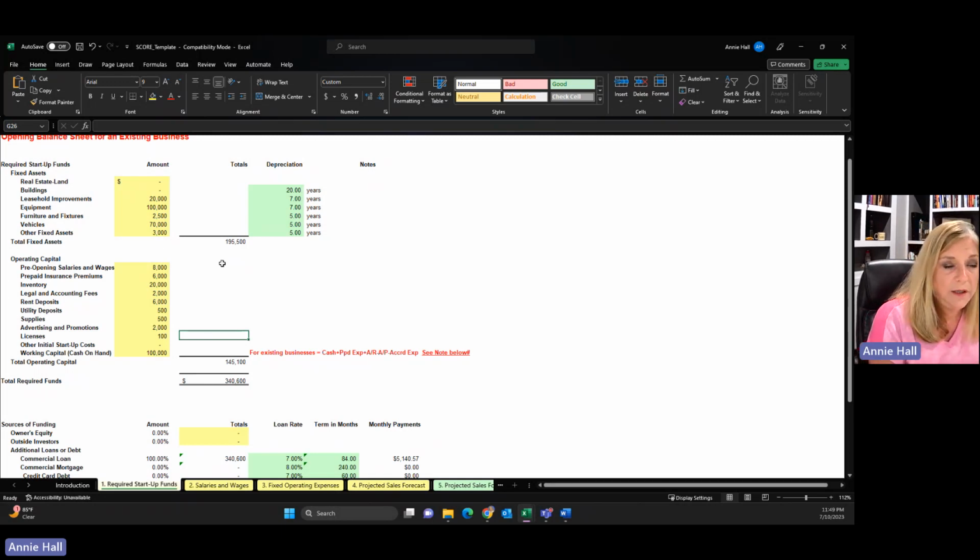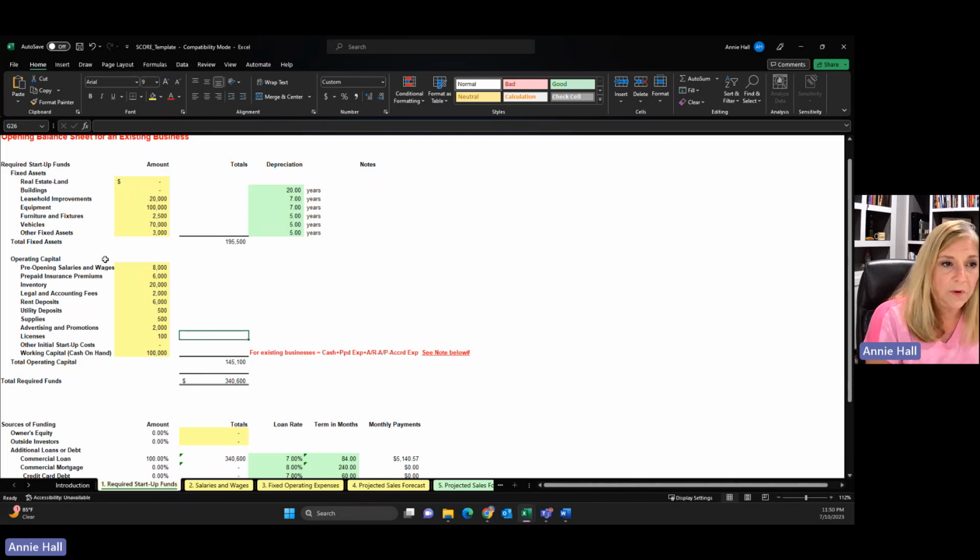So this now we look at, we need $195,000 to buy our assets, our equipment, our building improvements, furniture, fixtures, stuff like that. We're also going to need $145,000 just for all this stuff we're going to have to pay for before we can ever get open. So now that gives me a total of $340,600 that I need in order to open the business.